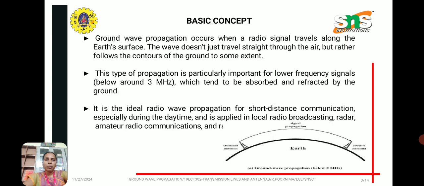The concept of radio wave propagation here: when a radio signal travels along the Earth's surface, the wave doesn't just travel straight through the air but rather follows the contours of the ground to some extent. This type is particularly important for low frequency signals below 3 MHz, which tend to be absorbed or refracted by the ground. It is the ideal radio wave propagation for short distance communication during the daytime. It is applied in local radio broadcasting, radar, and amateur radio communications.